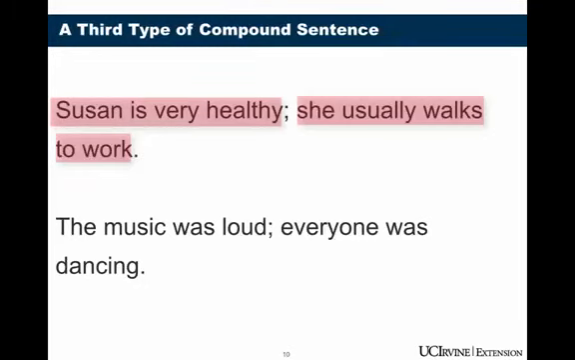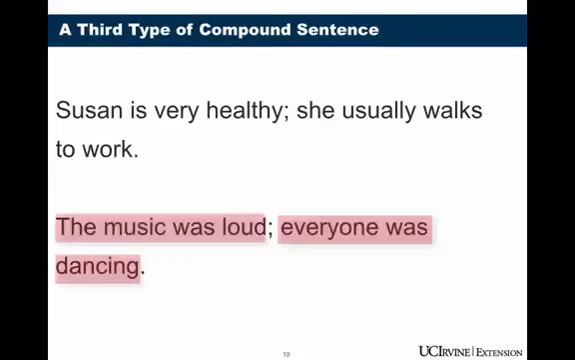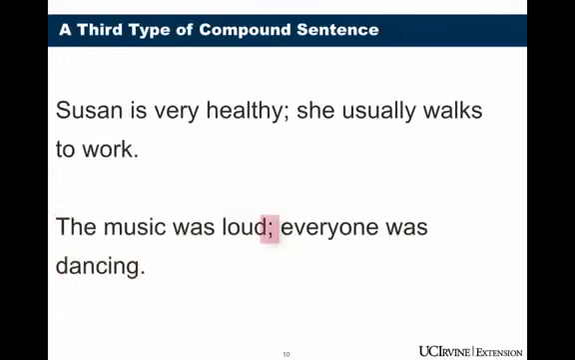You can imagine that. When we have two sentences that are very closely related and have the idea of and, we can use a semicolon by itself to join the two sentences. Notice I don't have a conjunction or transition here. I'm just using a semicolon, and it has kind of the meaning of and. Look at the next example. The music was loud; everyone was dancing. Again, notice that these two sentences are very closely related, and we could imagine saying and here. When your sentences are closely related, you can join them with a semicolon.